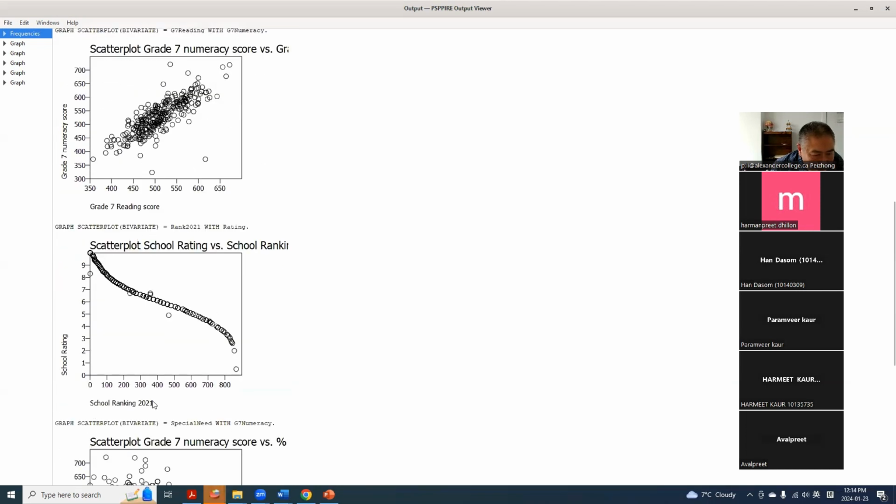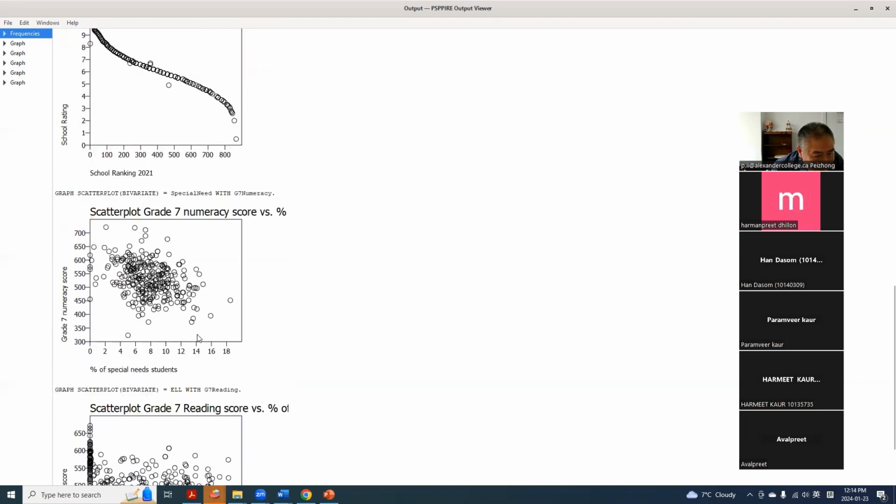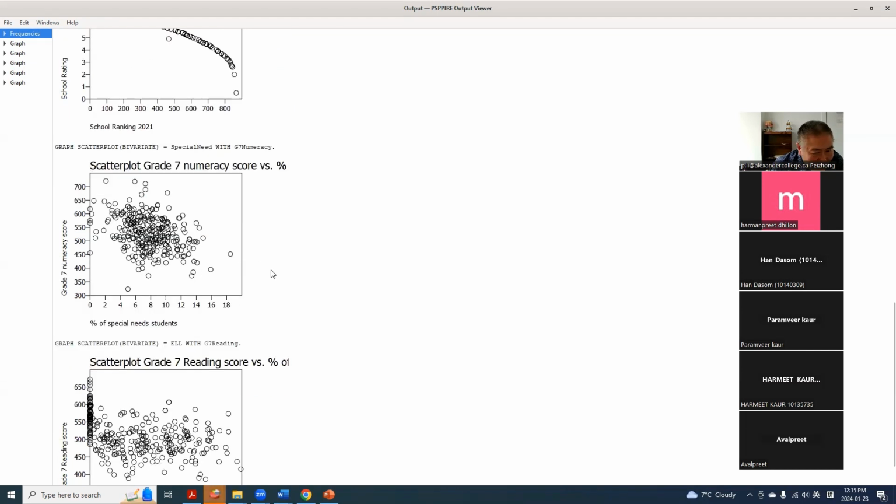And then school ranking has a super strong negative correlation with school rating. Schools ranked at the bottom have lower ratings. Schools in the top 100 have high ratings. Here, special needs students have a somewhat weaker negative correlation with numeracy scores. And these are the correlation studies. These are the scatter plots.